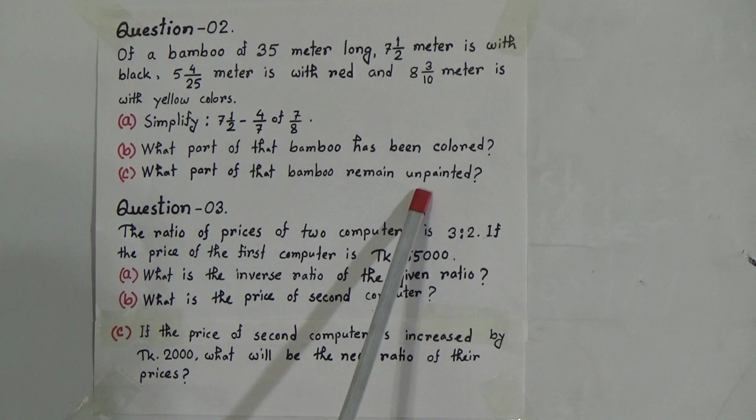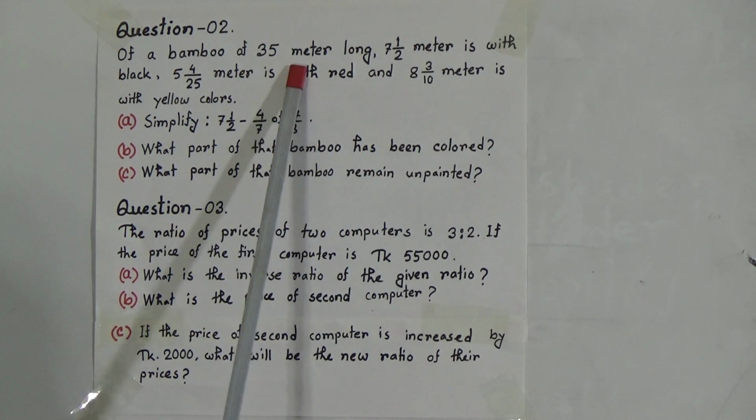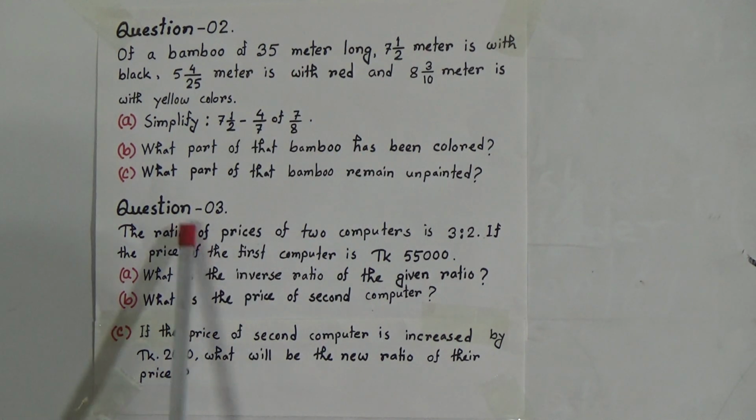I think you have understood. We have to subtract the B's answer from 35 meter. Then we will get the answer of C.